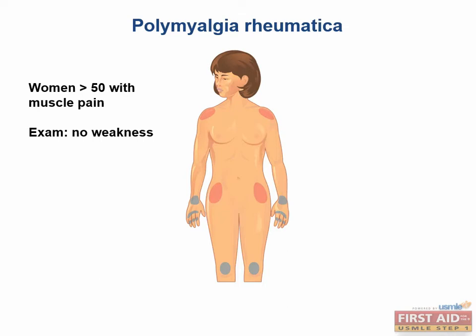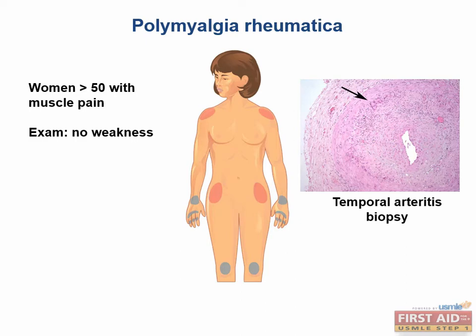The most important piece of this disease to recognize for your board exams is that it is often associated with temporal or giant cell arteritis. That means that patients may either present with both or have a history of one with a second presentation with the other. Either way, keep the two linked in your head in case they do present together.